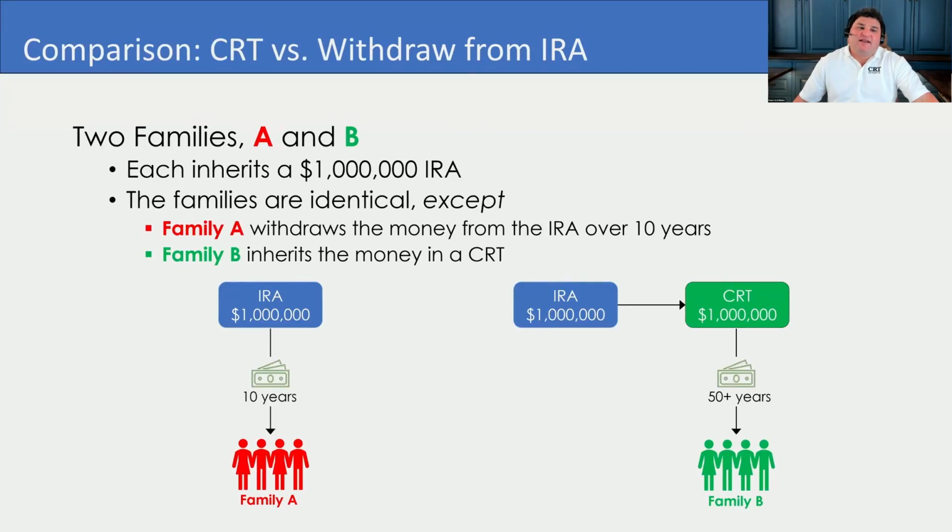So we're going to look at our working example here. We have two families, and both of these families have $1 million of IRA assets. So the families are identical in that sense. The difference is Family A is going to take the assets through that 10-year window. Family B is going to use a CRT and replace that stretch. And so we're going to look at how the numbers shake out here for these families.